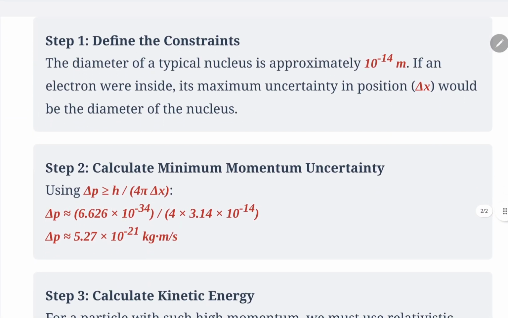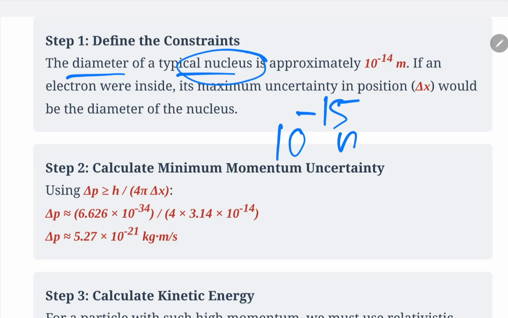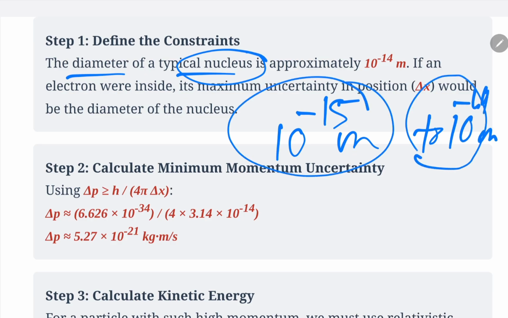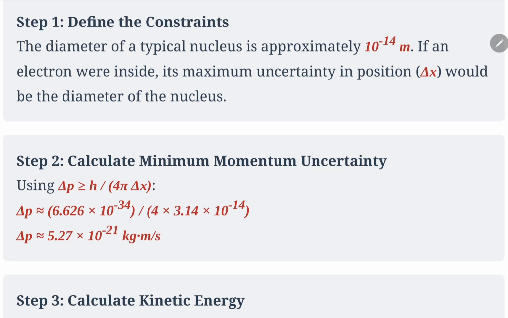First of all, we find out the diameter of a typical nucleus is approximately 10 to the power minus 15 meters to 10 to the power minus 14 meters. So you can consider 10 to the power minus 15 or 10 to the power minus 14. Some consider 10 to the power minus 15 and some people consider 10 to the power minus 14, which doesn't really matter a lot. So let me clarify.